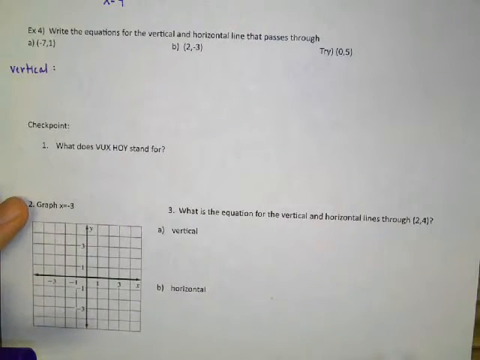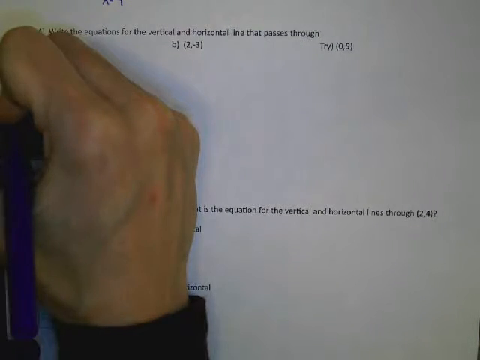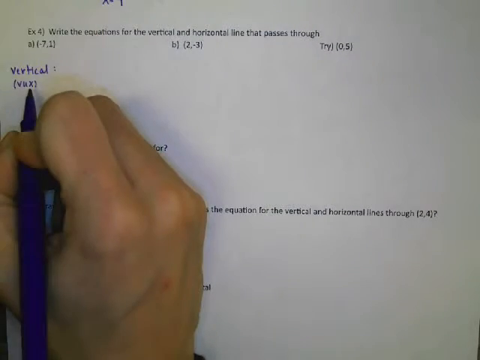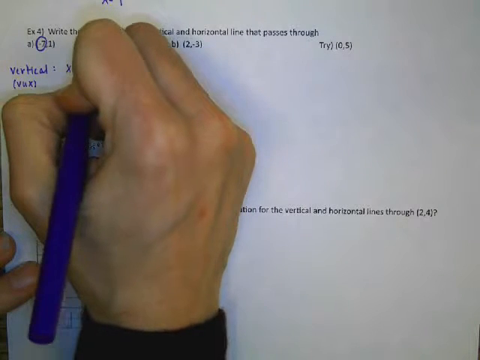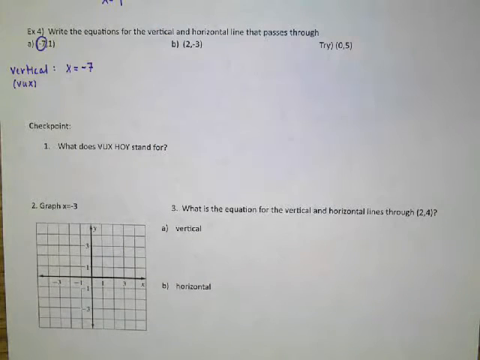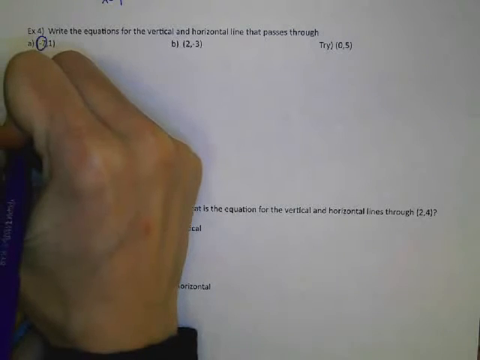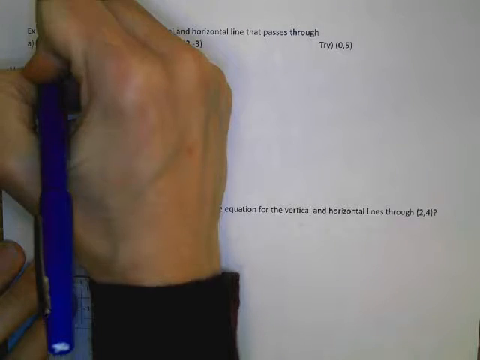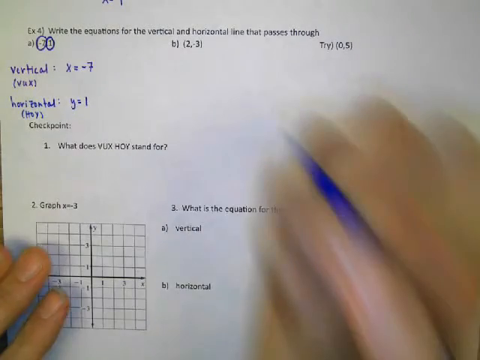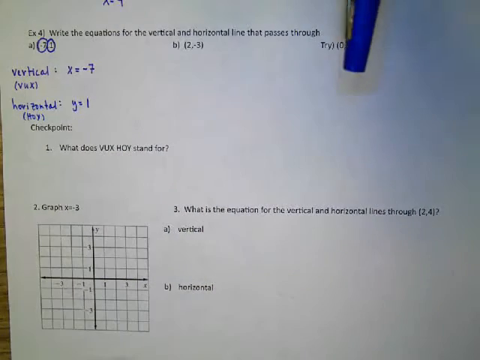We said that vertical was VUX. Right, I'm going to write that under here. So that was my V, and so my vertical line looks like x equals. So when I go to write this equation, if I'm writing the vertical line, I want to look at the x-coordinate. So I'm going to have x equals -7. On the other hand, if I'm wanting the horizontal, that's my HOY. So now I see I'm y equals, so I'm interested in my y-coordinate, which is 1. Let me refocus this.